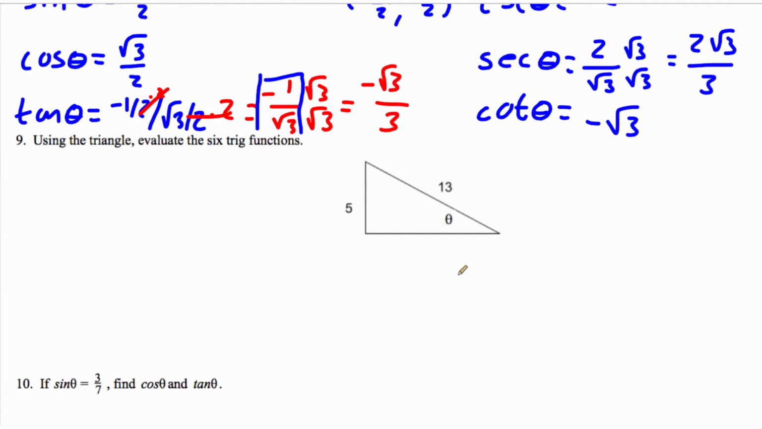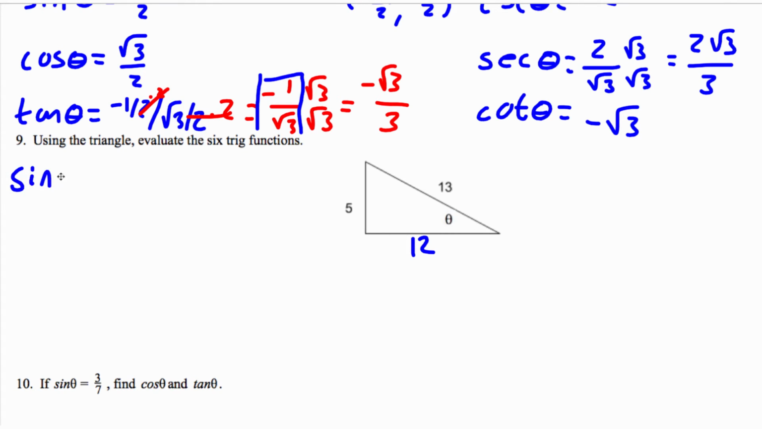On number 9, we're given a right triangle to take a look at. We've got one leg as 5. The hypotenuse is 13. We could use the Pythagorean Theorem to figure out that the other side of this triangle has to be 12. Now we want to look at our 6 trig functions. So our angle theta is down in the bottom right-hand corner.